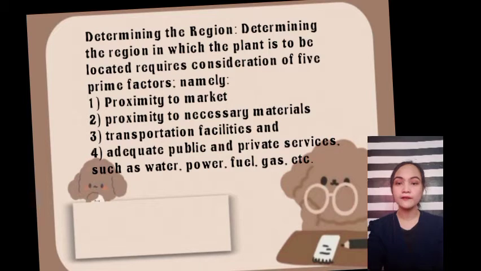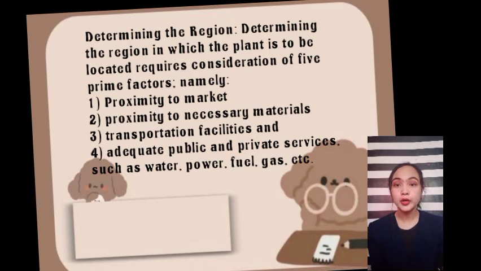And third, we have here the transportation facilities. If the business requires continued transportation, either of raw materials in or finished products out, or both, the convenience of transportation facilities has a real bearing on the economical conduct of the business. And fourth, we have the adequate public and private services such as water, power, fuel, gas, etc.